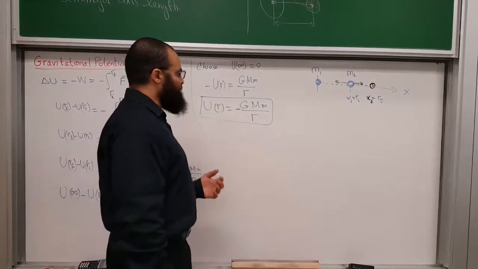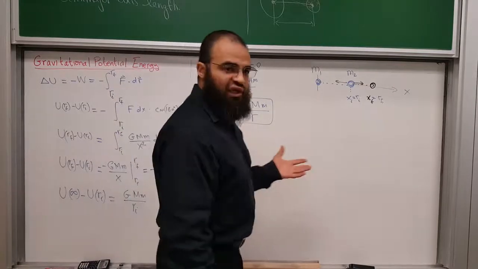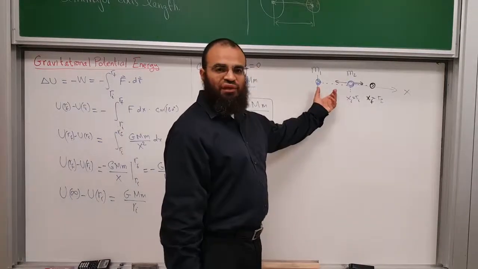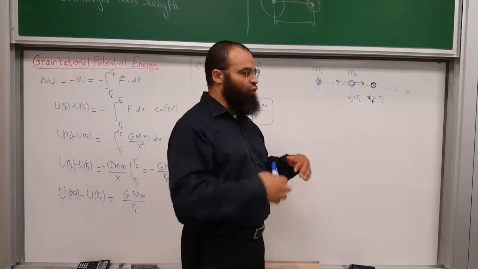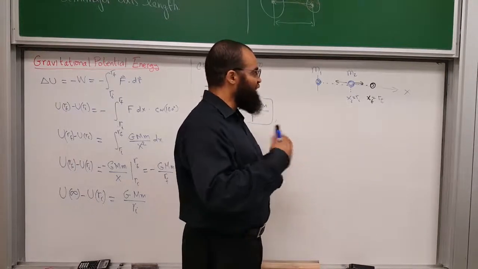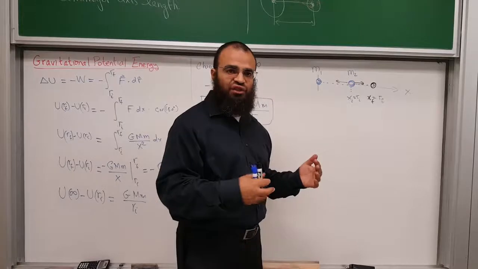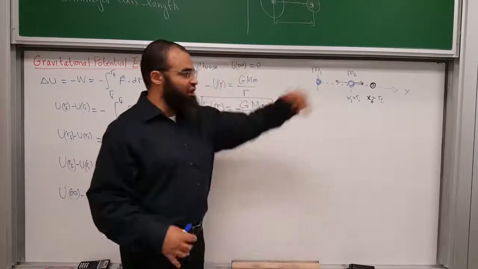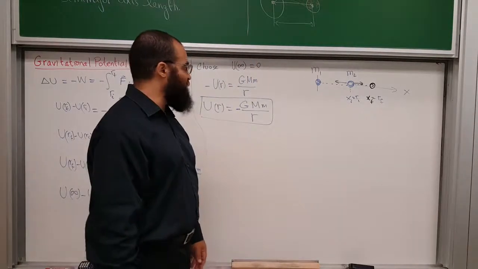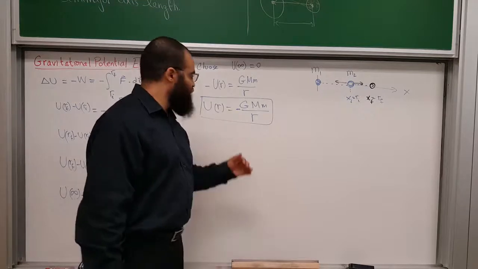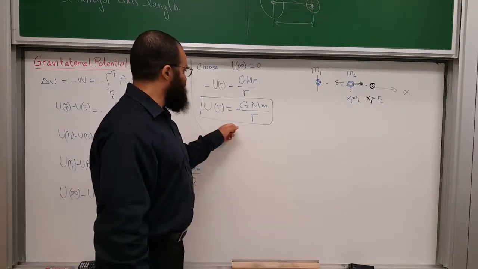The minus sign, it's actually nice. It tells you that this is trapped. It has negative potential energy. In order to free it, you have to give it enough kinetic energy to overcome that potential energy and escape the gravitational pull, right? And so we have this.